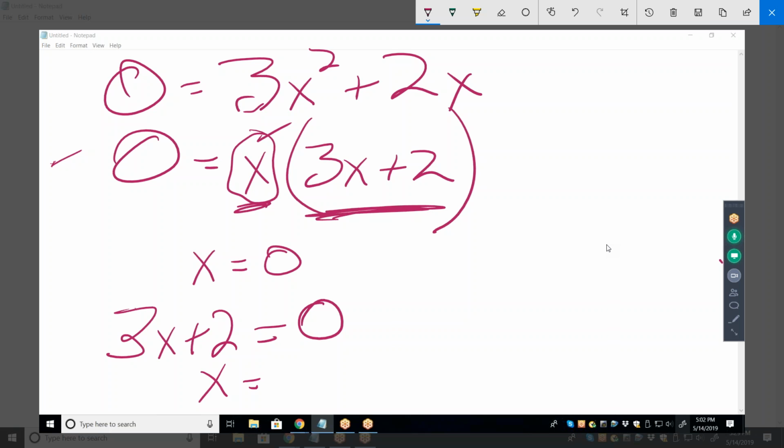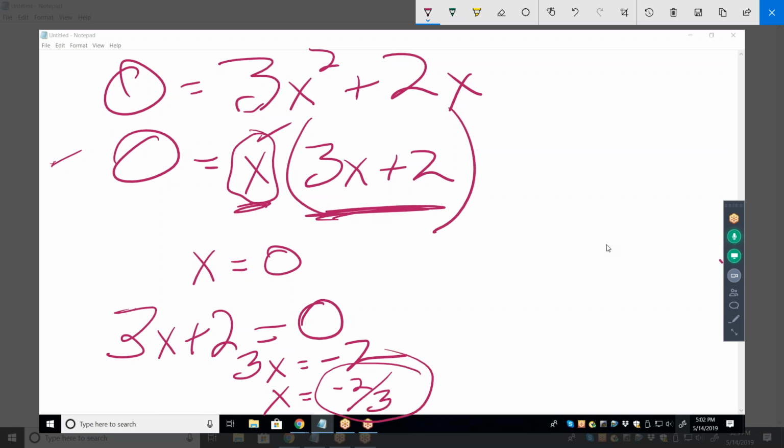3 divided by 2. No, that's the second time I've seen you get that backwards. Do it step by step. Subtract 2 from both sides. Now what's the final step? Divide by 3. Exactly. And when you told it to me, you said 3 divided by 2. It's negative 2 divided by 3. Negative 2/3 is the answer.